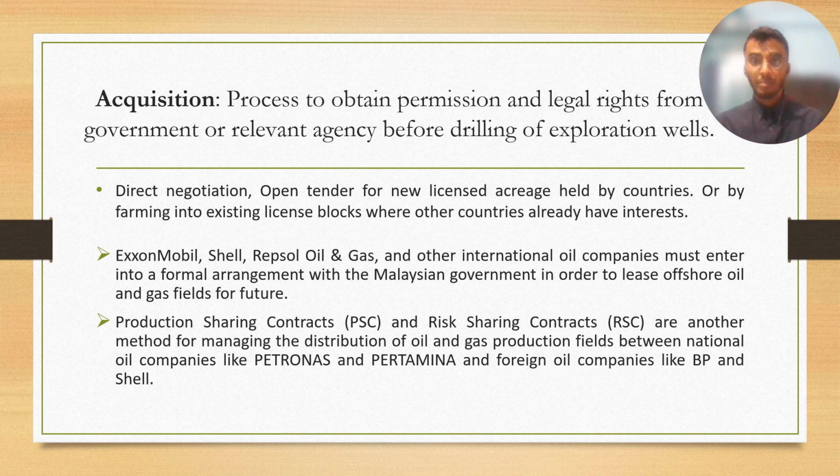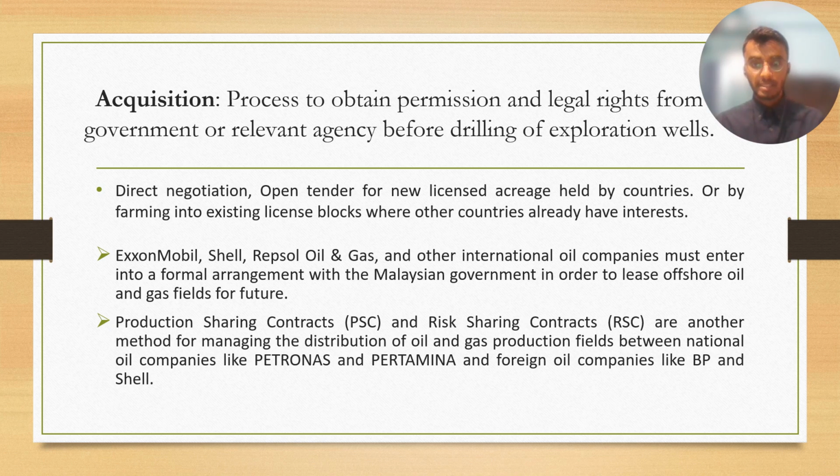This is a process to obtain permission and legal rights from the government or relevant agency before drilling of exploration well. So there are various ways to acquire this interest, including direct negotiation, open tender for new licensed acreage held by countries, or by farming into existing licensed blocks where other companies already have interest. International oil companies like ExxonMobil, Shell, Repsol Oil and Gas, and others must enter into a formal arrangement with the Malaysian government in order to lease offshore oil and gas fields for future production.